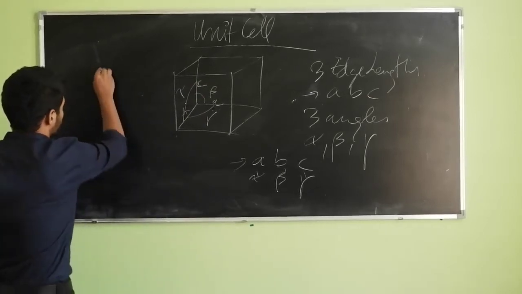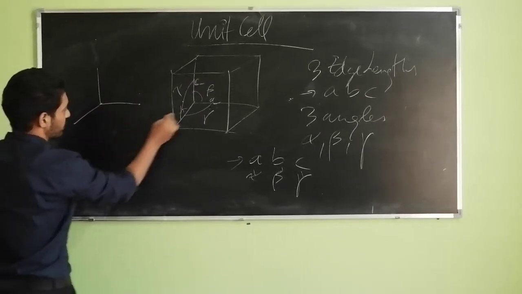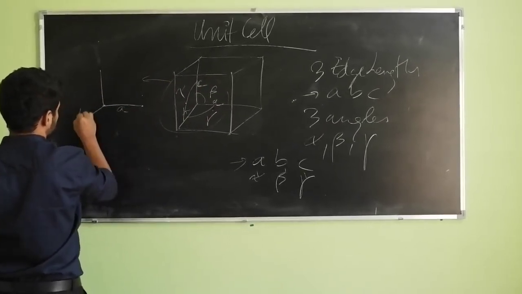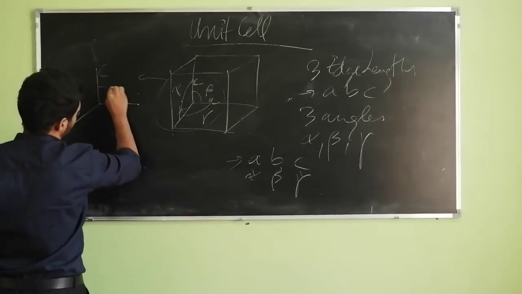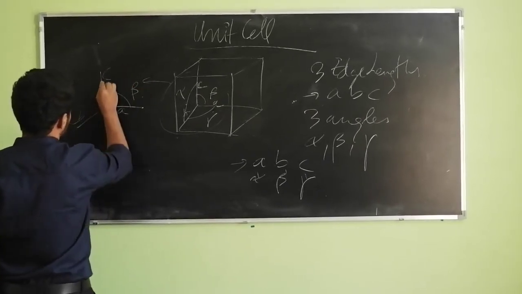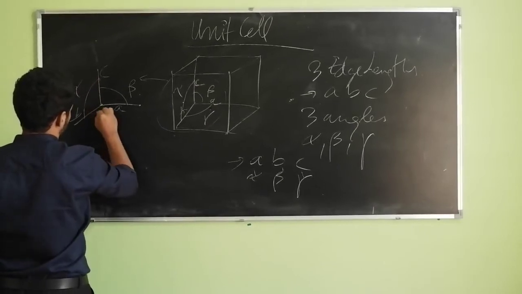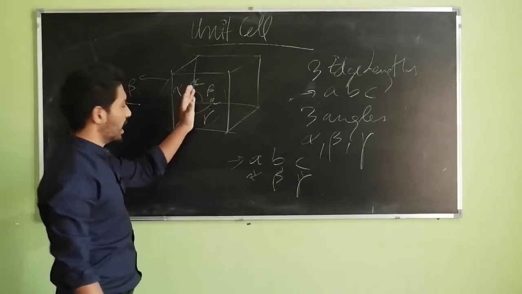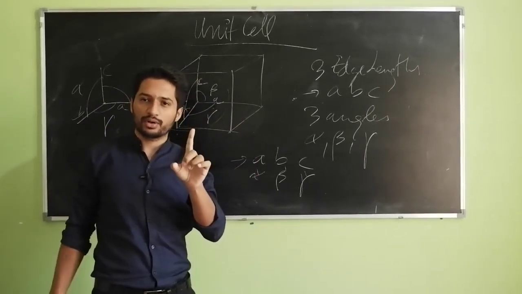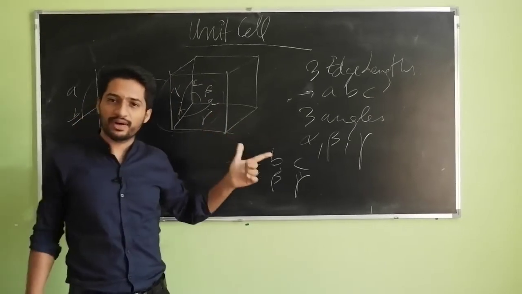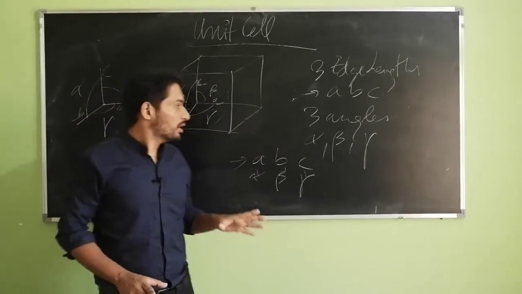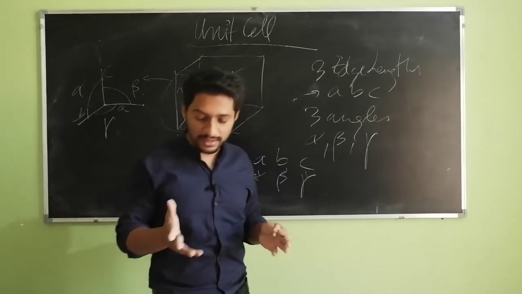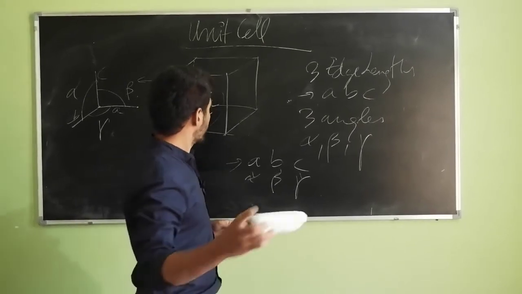Alright, so just to remove any confusions, I'll magnify this. This is A, this is B, this is C. So the angle between A and C is beta. This is alpha. And A and B is gamma. Perfect. And these edges don't need to be perpendicular always. So these alpha, beta, gamma can have different values, and A, B, C can have different values, as you will see later on in crystal systems, where all the values they have are different.